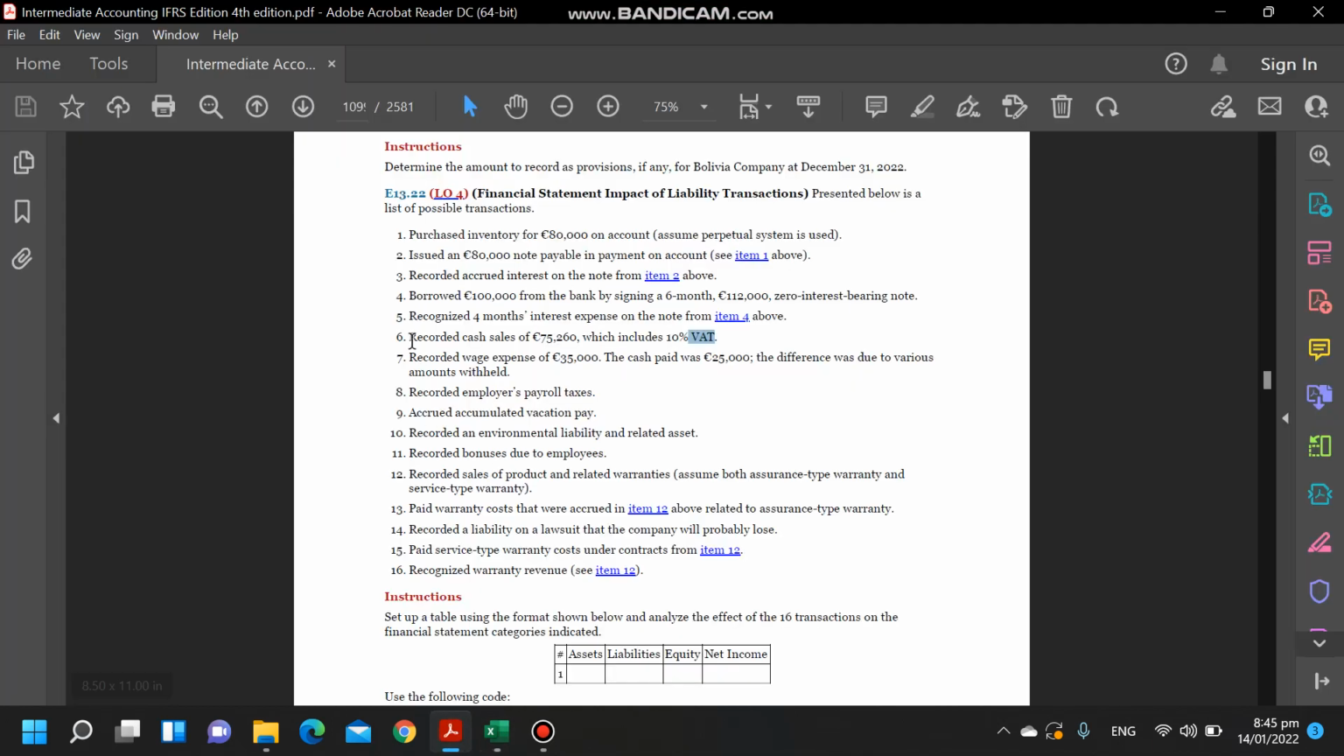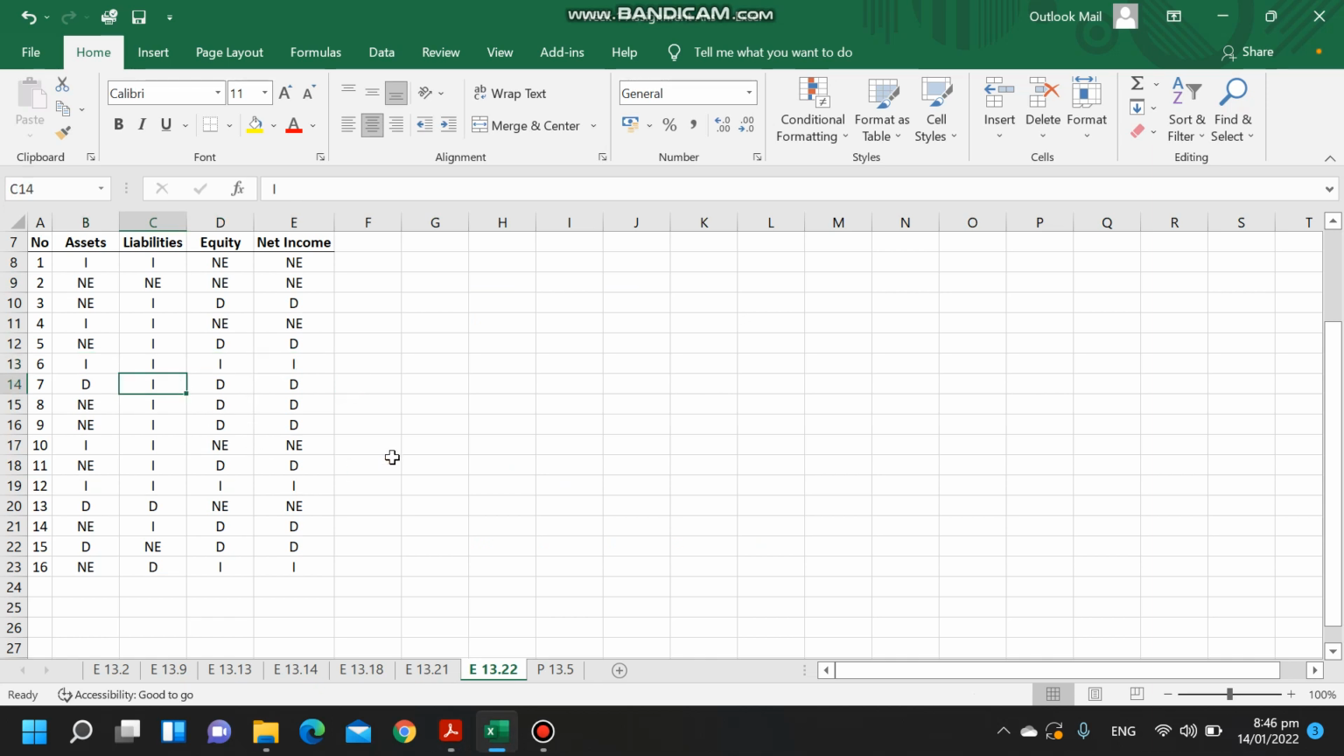And then number 7, recorded wage expense of 35,000. The cash paid was 25,000. The difference was due to various amounts withheld. So expense will of course decrease the net income and therefore the equity also. And because the cash has been paid, asset is decreased also, and the remaining balance will increase the liability, becoming the wages payable.